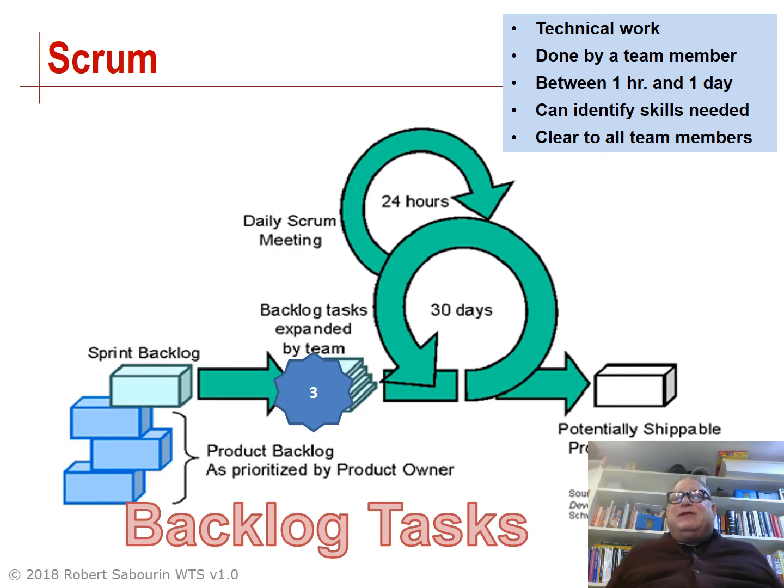Based on the statement of the tasks, team members can identify that they have the skills needed to implement the task, and it's clear to all team members. It does not have to be clear to anybody on the planet Earth, but it has to be clear to all team members: what are the skills required to implement the tasks? So the backlog tasks are really a statement of the technical work the team has to do to implement the sprint backlog. This is actually a statement of design.